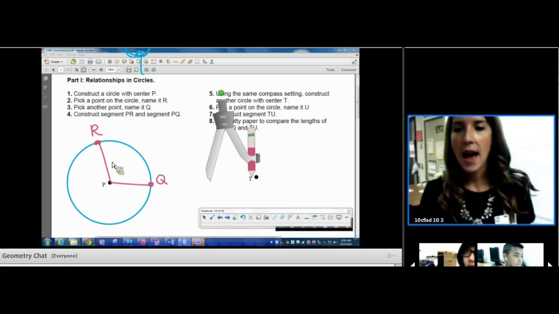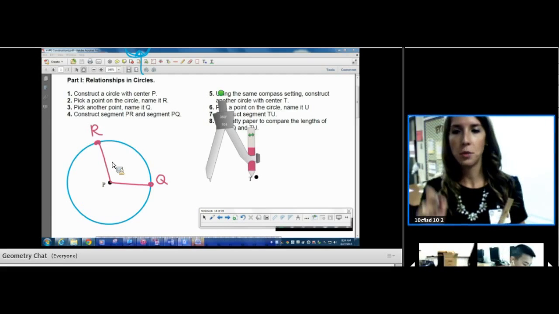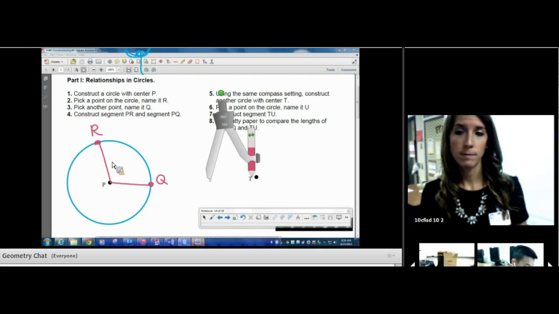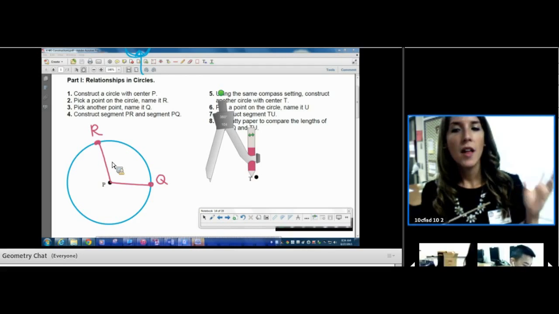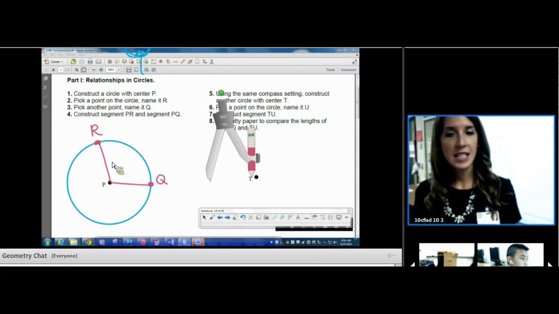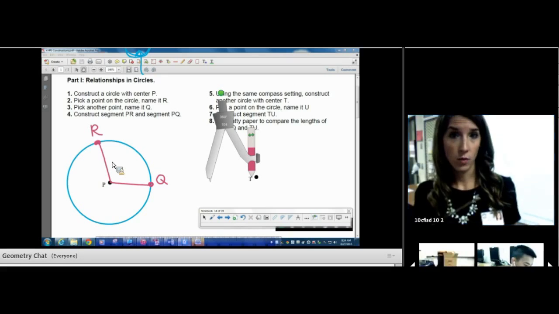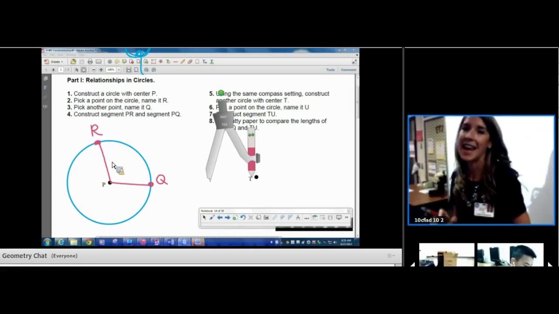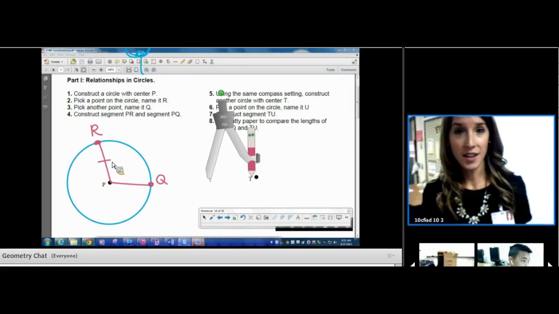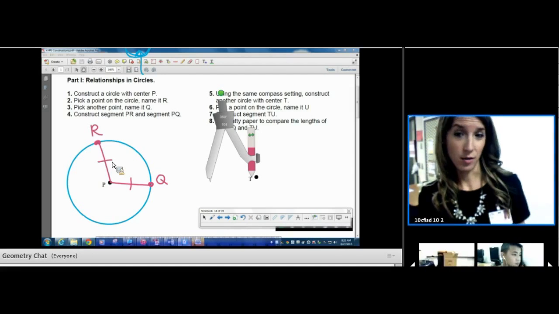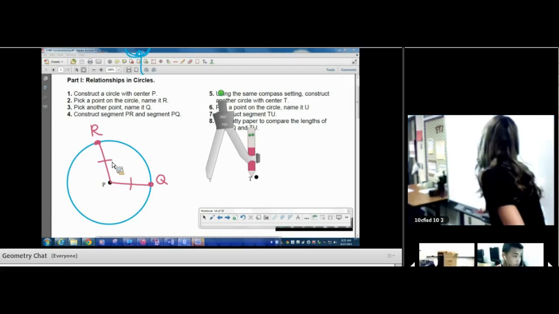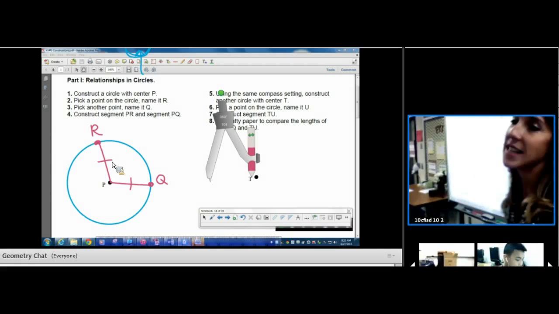Before we move on from that, I want you to think about what is true about PR and what is true about PQ. Hopefully you're saying something like, well, the length of PR is the same as the length of PQ. Right? Because these are the same distance away from the center because they're both radii of a circle. I'm kind of answering some of the questions that come below, so sorry about that. I'm getting ahead.